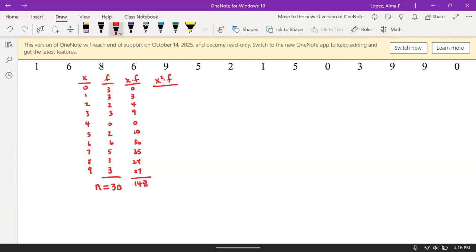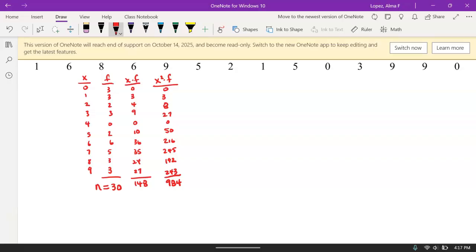The X squared times F column is the X squared times F. So 0, 3, 8, 27, 0, 50, 216, 245, 192, 243. And that column adds up to 984. I know it went kind of fast, but I don't want to spend the video writing and multiplying and stuff. So stop the video if you need to.